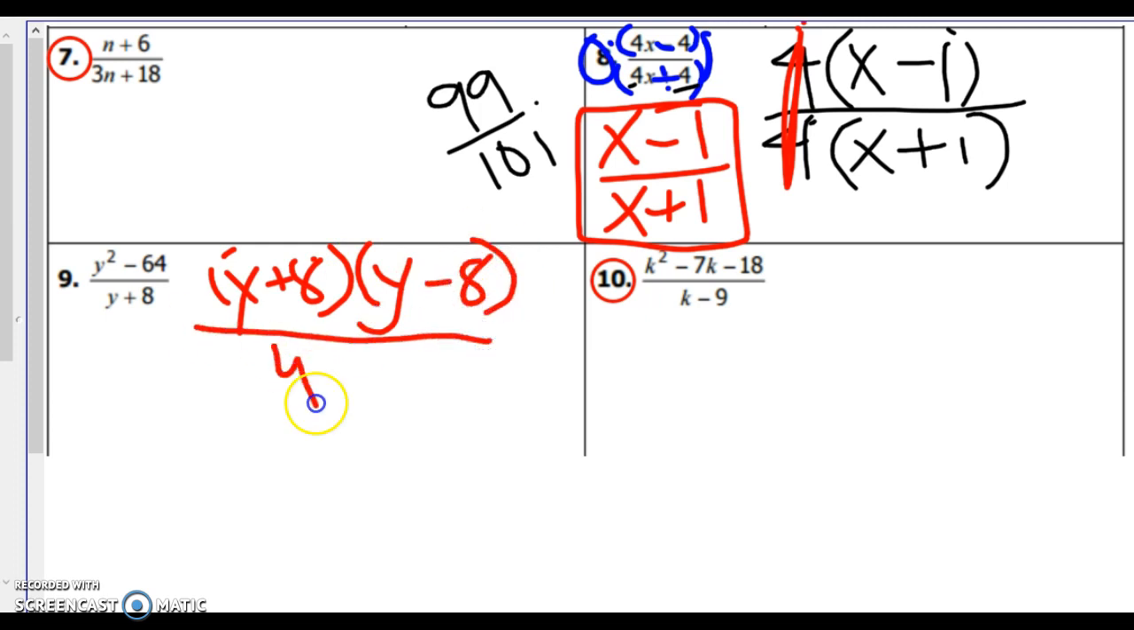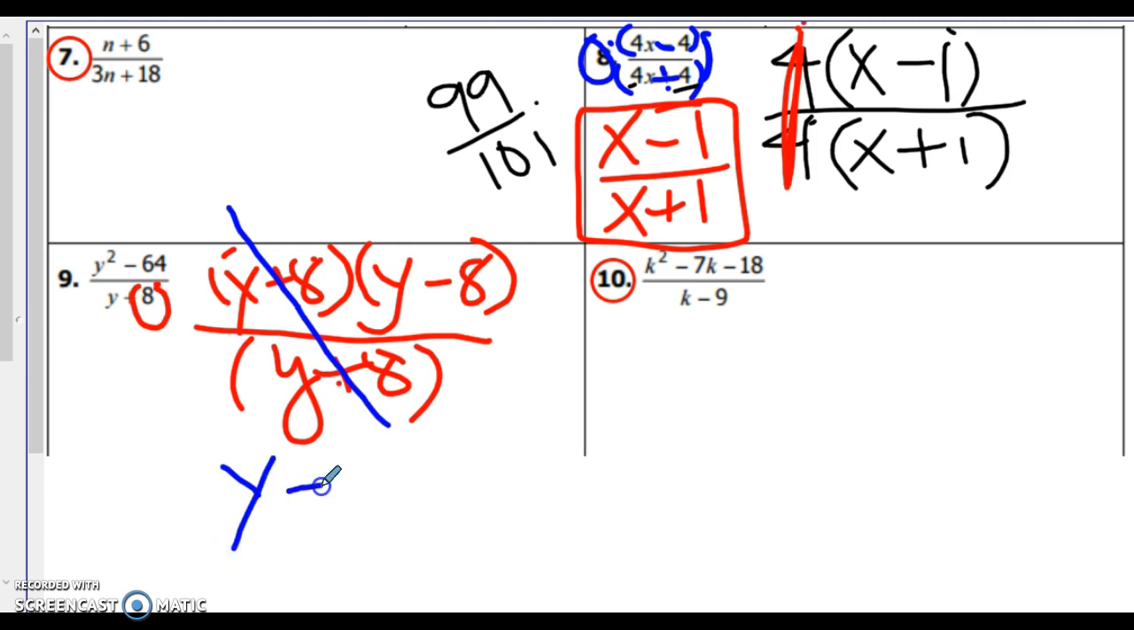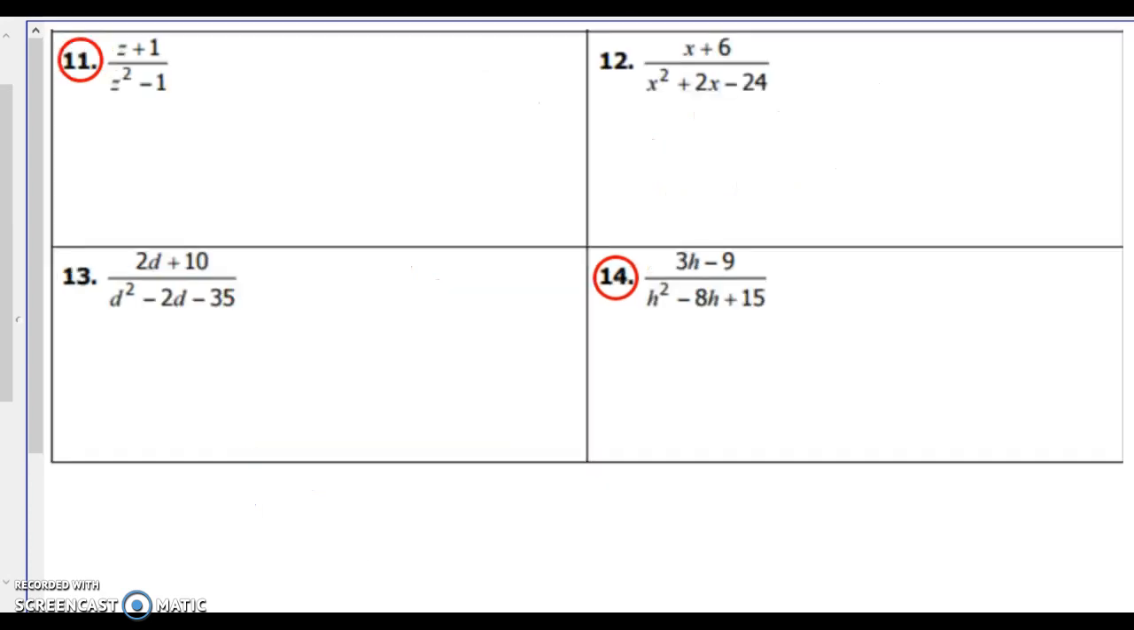Then I've got y plus 8 on the bottom, which this 8 should have been a clue of what was going to happen. So now what can I simplify out? Got it. I can simplify those out. So my answer, or my final solution after simplifying, is y minus 8.